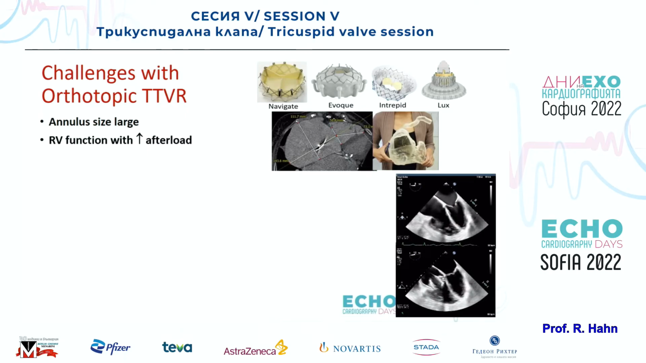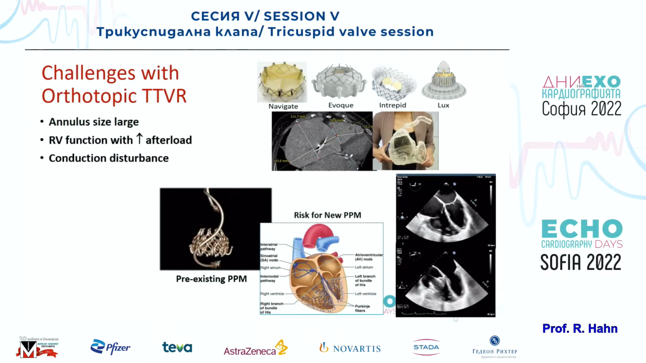In addition, we know that once we put the device in, the increase in afterload is associated with a reduction in RV function. Multiple studies have shown that despite that reduction in RV function, there may still be an increase in forward cardiac output. And so, although we don't know for sure who should be excluded, we do know that RV dysfunction is common after these devices.